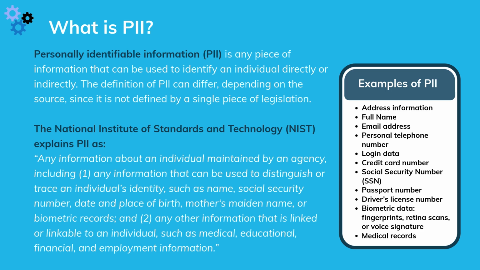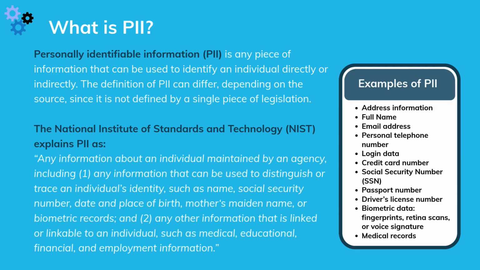Here are some common examples of PII. Full names, addresses, email addresses, and personal phone numbers. Login data like usernames and passwords. Credit card numbers, social security numbers, and passport numbers. Even biometric data, fingerprints, retina scans, voice signatures, and medical records. Imagine if that information fell into the wrong hands. That's why cybersecurity is so important.